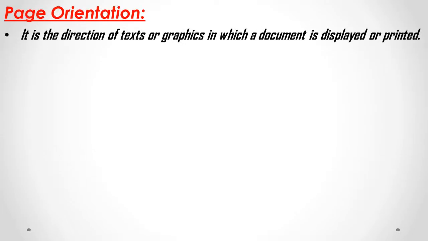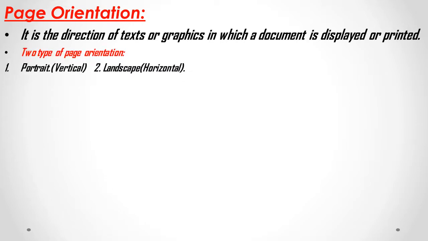Next topic is about page orientation. What is the meaning of page orientation? It is the direction of a text or graphic in which a document is displayed or printed. The direction of a text you are going to print, or save, or display, is known as page orientation.